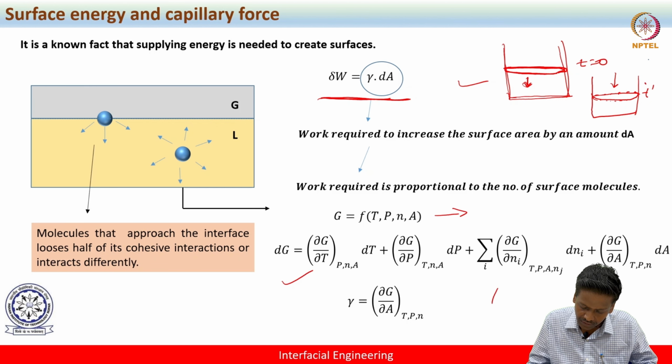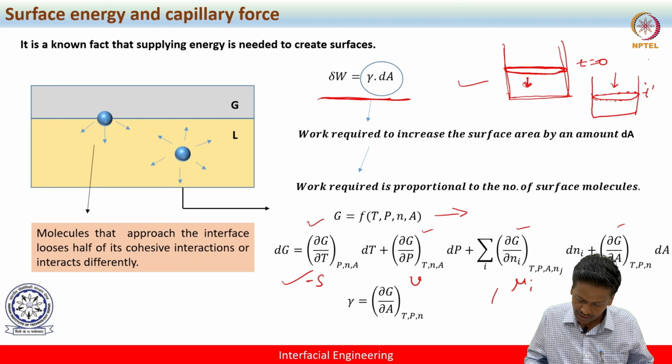Right? And then we know that all these partial derivatives are nothing but chemical potential, molar volume, and entropy. But if you impose a condition that at constant temperature and constant pressure, and for a pure substance, the change in number of moles is also 0.